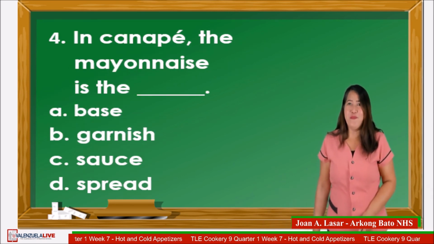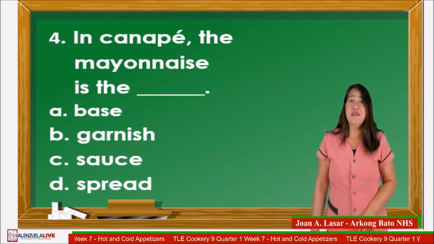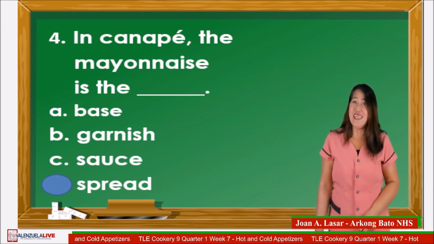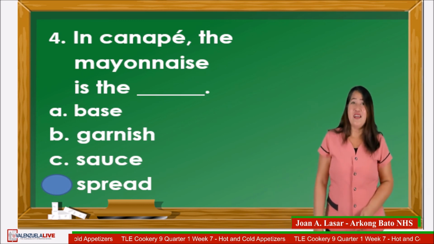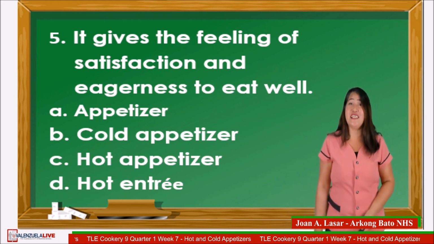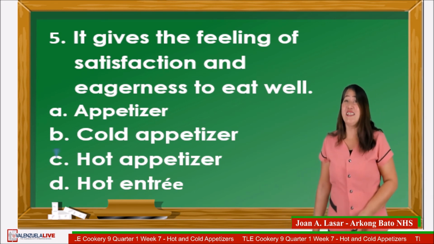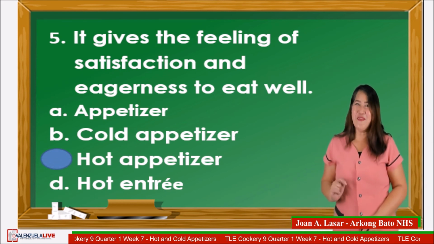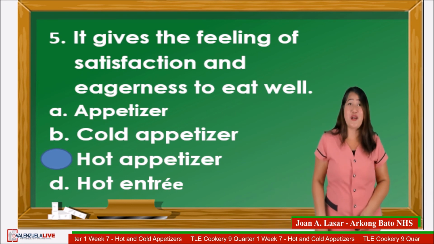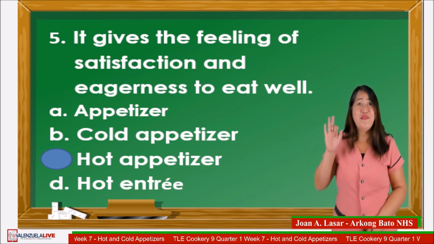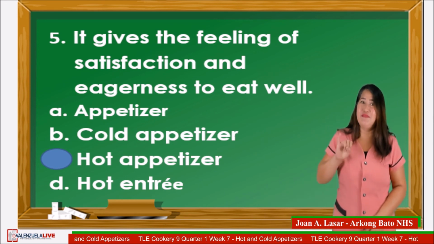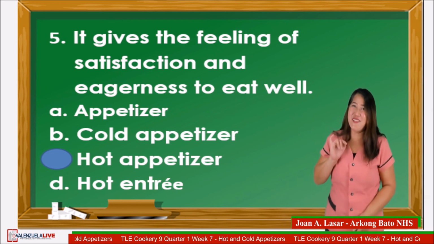And number 4, in canapé, the mayonnaise is the letter D, spread. And number 5, gives the feeling of satisfaction and eagerness to eat well because it is hot appetizers. Alright, count the number of correct. We got 5, 4, 3, 2, 1. I hope nobody got 0.